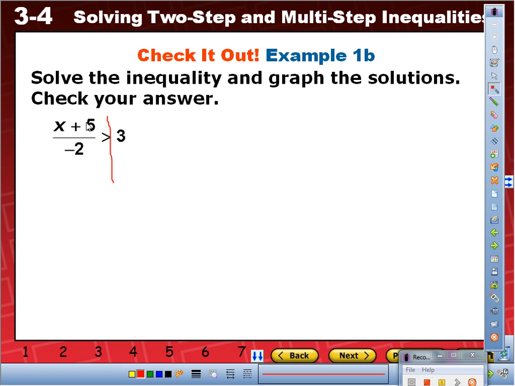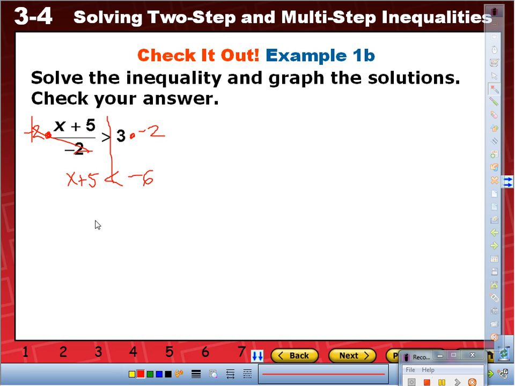Can we simplify this side? No. This side? No. We need to leave the x by itself, but this one is dividing, so to get rid of it, I need to multiply times negative 2, multiply times negative 2. We're left with x plus 5. Check this out. Everybody look up. Less than negative 6. Tell your neighbor why this happened right there.